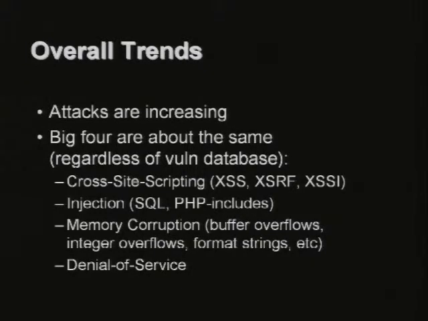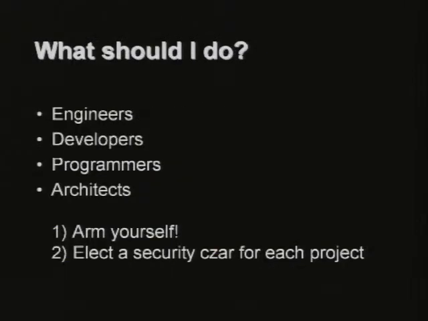So cross-site scripting, cross-site request forgery, cross-site script includes, lumping all of these together, are the number one growing web-based vulnerability threat. Code injection attacks, for instance, SQL injection and PHP include types of attacks follow. And then, of course, memory corruption of various types, buffer overflows, integer overflows, format strings, and denial of service are also big issues. So these are the big four that you need to look out for when developing your web applications. What should you do?